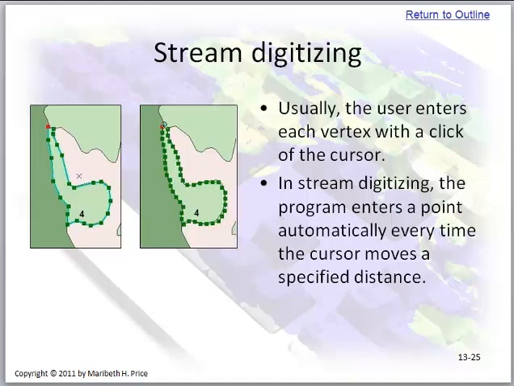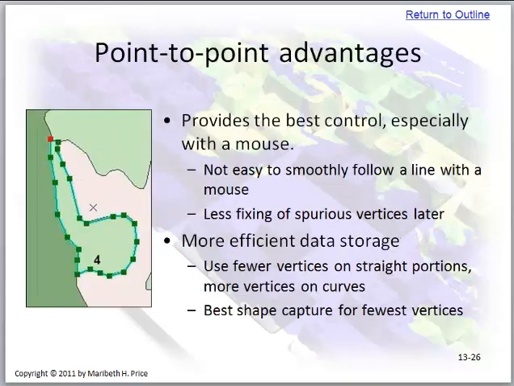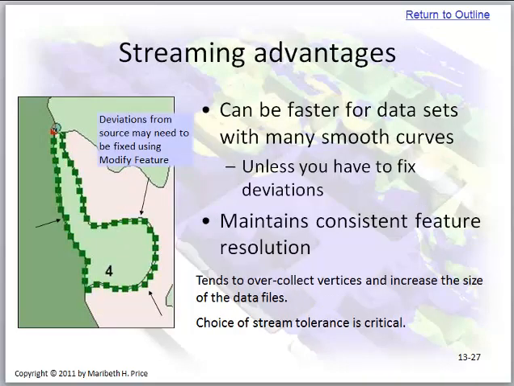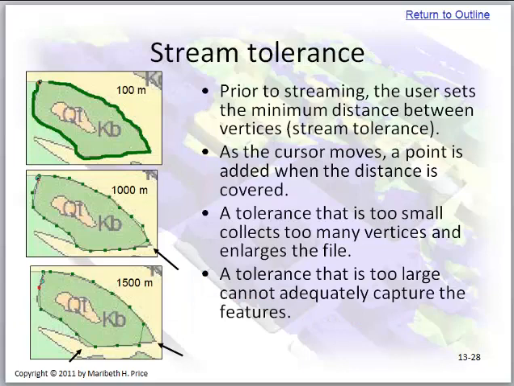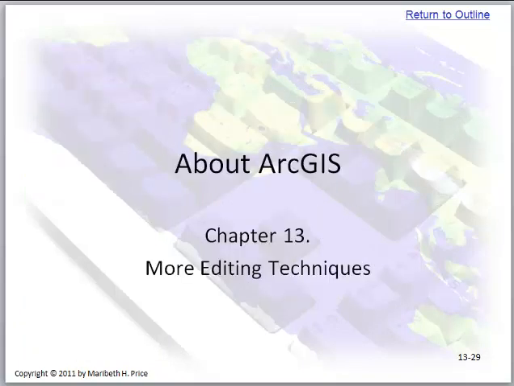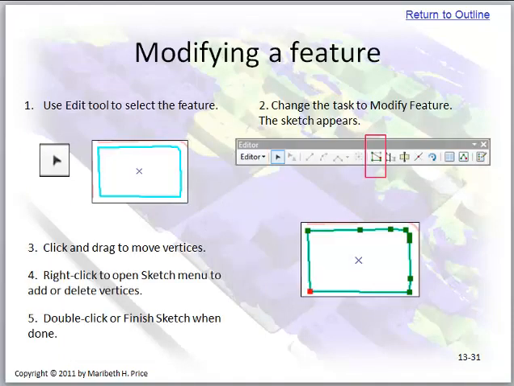I actually had to refer back to this chapter because I don't do a lot of digitizing. I had to do some editing of some streams, which is why I needed some detailed information from this chapter. Point-to-point advantages. Again, nothing we're doing this quarter. Stream tolerance we don't need to worry about. And here are some more editing techniques for GIS. Changing existing features. Hopefully yours will be fine when you first draw them.